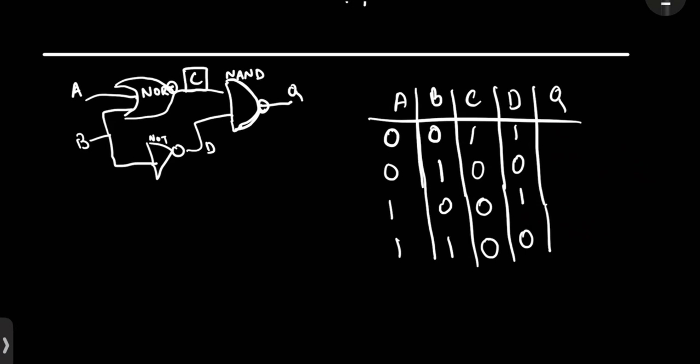Now, C and D both go into a NAND gate. A NAND gate will always give you 0 except if both of them are 1. Wait, did I say that right? Yeah. It'll always give you a 1, sorry. Okay, an AND gate will only give you a 1 when what happens? An AND, yeah, not a NAND, an AND, will only give you a 1 if there's a 1. Yeah, if there's two ones, exactly.